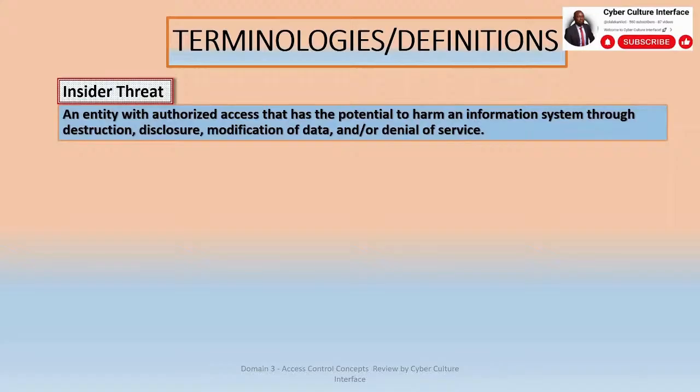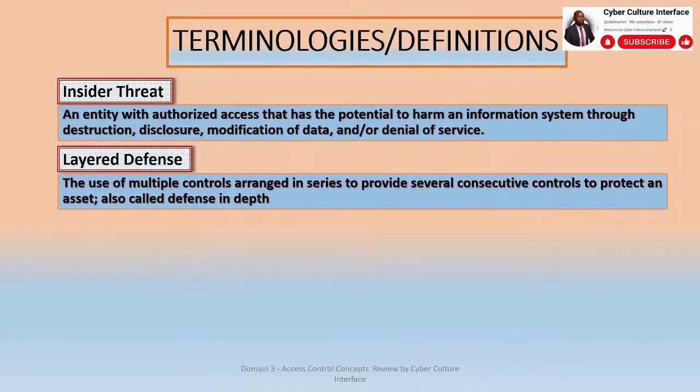So insider threat is talking about somebody within the organization. Of course, the person has access and has the potential of exposing or revealing data. Layered defense is the use of multiple controls arranged in series to provide several consecutive controls to protect an asset. It's also a term that's similar to defense in depth.